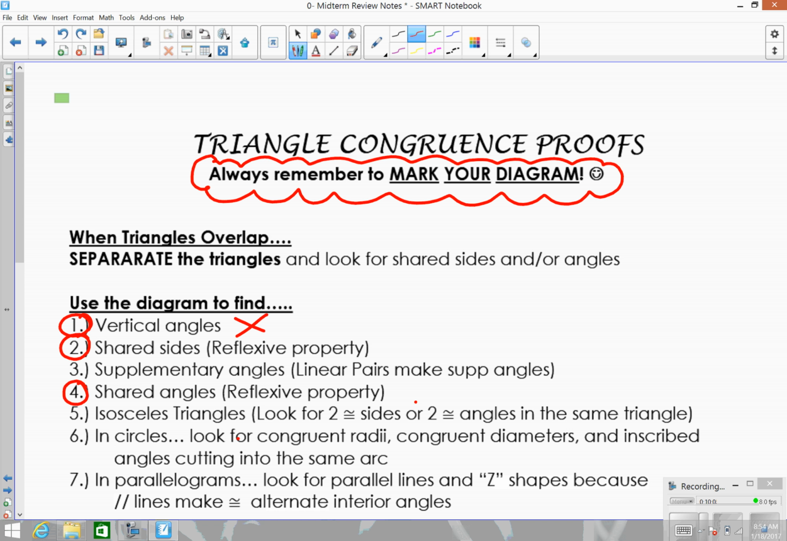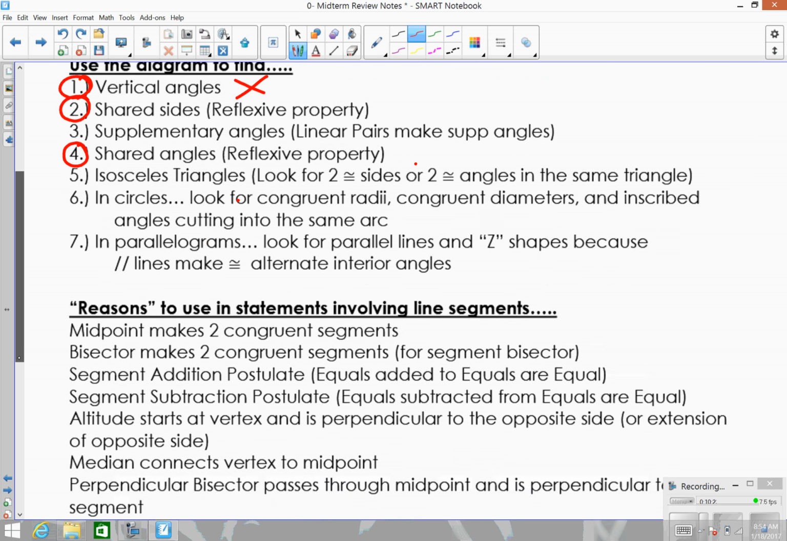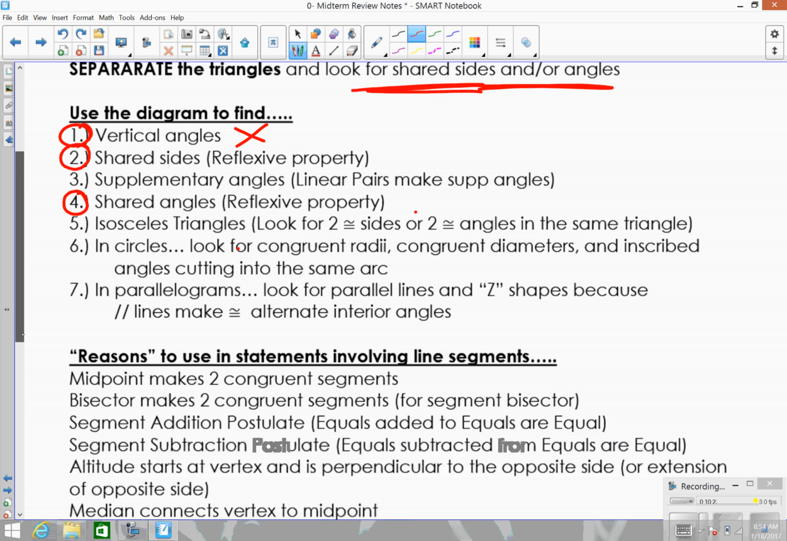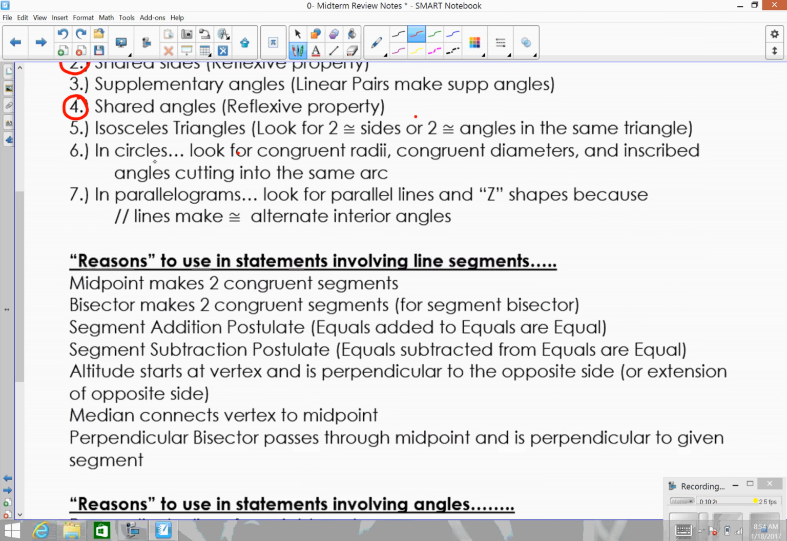If the triangles are overlapped, highlight them, separate them so that you can just look at single triangles instead of one big overlapped picture. And then you always want to look for shared sides and shared angles when you have overlapped triangles. And then the rest of these I'm just going to leave up to you. Some of this stuff we haven't talked about yet, like the circles, you don't need to worry about that for the midterm. Parallelograms, we haven't talked about that yet.